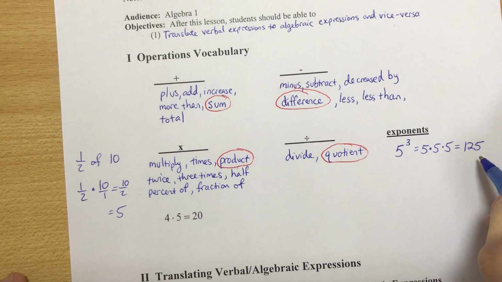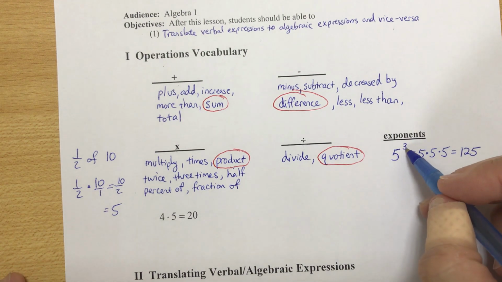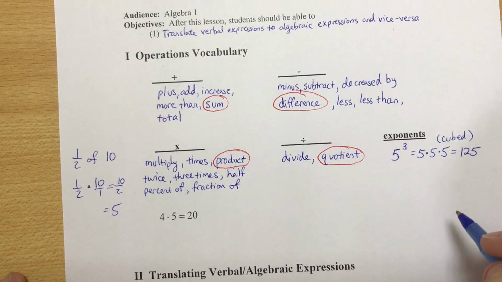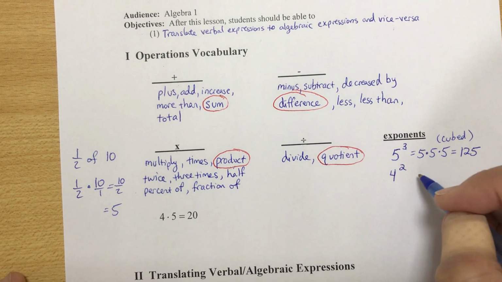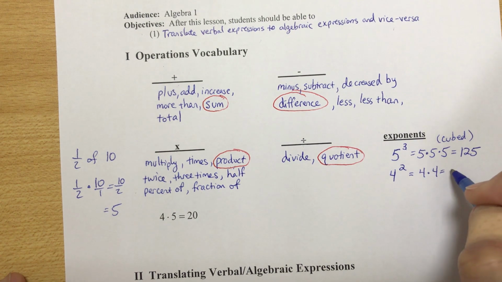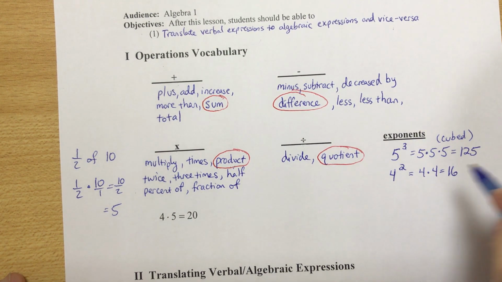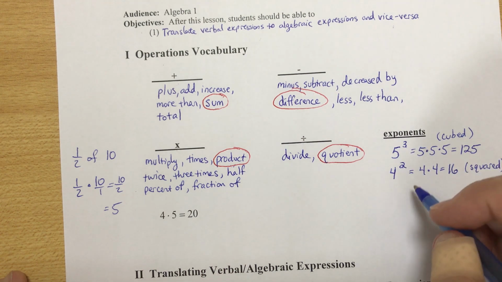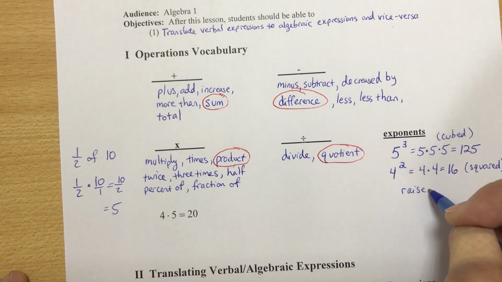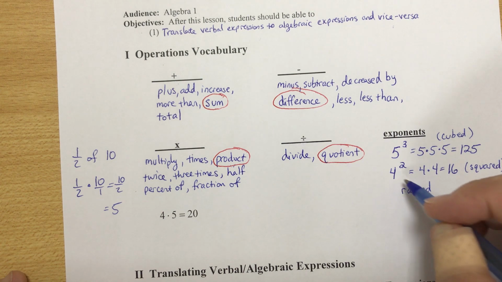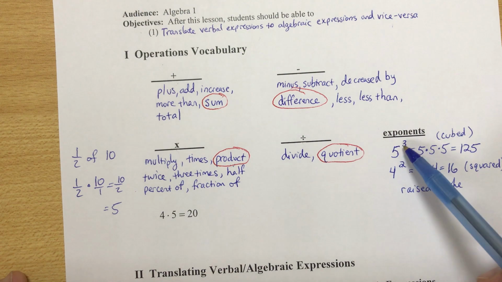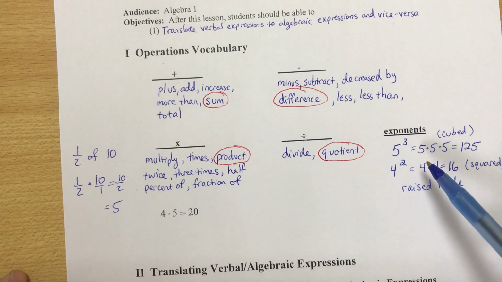If I evaluate that. Now 5 raised to the 3rd, we can say cubed when the exponent's a 3. 4 raised to the 2nd, that's 4 times 4, which is 16. When the exponent's a 2, you can just say squared, 4 squared. Okay, so exponents. If we're saying it in its long form, we're saying 4 raised to the second power, 5 raised to the third power.